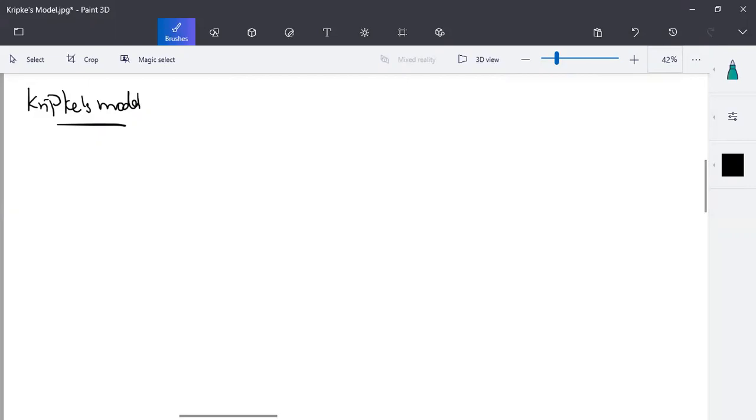This session will discuss Kripke's model. It is an extension of propositional logic. So what is propositional logic?